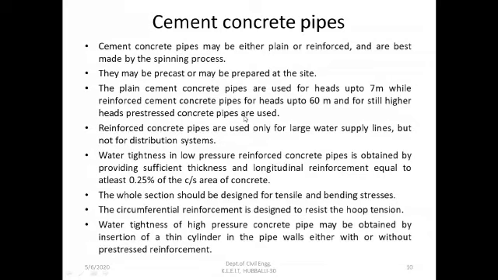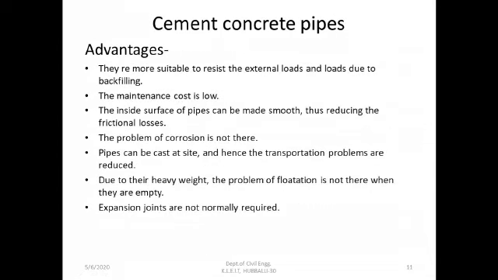Water tightness of high pressure concrete pipes may be obtained by insertion of a thin cylinder in the pipe walls, either with or without pre-stressed reinforcement. The advantages are: they are more suitable to resist external loads and loads due to backfilling. The maintenance cost is low. The inside surface of pipes can be made smooth, thus reducing frictional losses. The problem of corrosion is not there. Pipes can be cast at site and hence transportation problems are reduced. Due to their heavy weight, the problem of flotation is not there when they are empty, and expansion joints are not normally required.